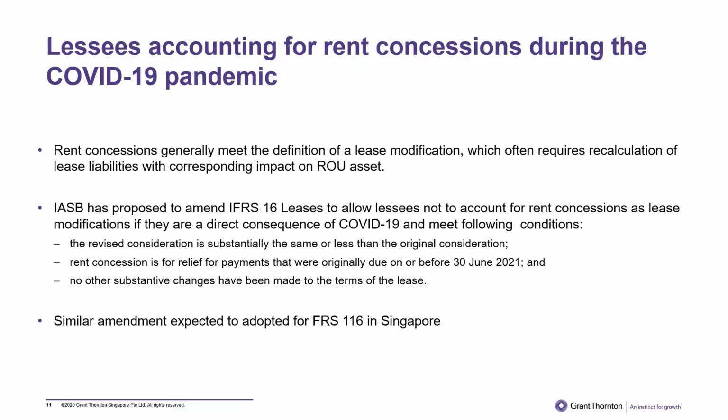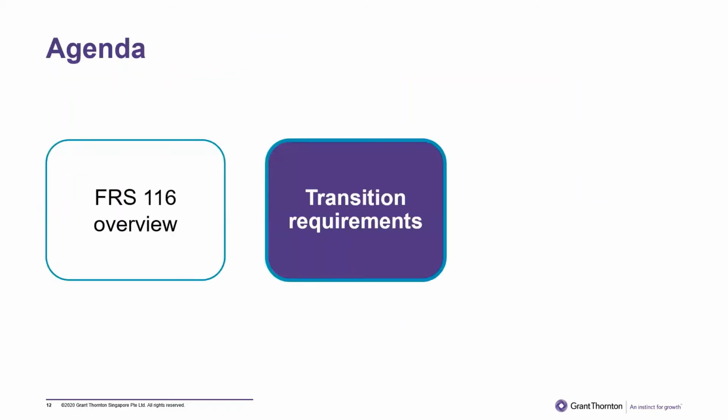But it's a very, very limited and narrow scope amendment to FRS 116. Technically, it hasn't been adopted within 116 as of now, because this amendment by ISB just came out towards the end of May. But we expect similar amendments to be adopted in Singapore pretty much at the same time. I think that was mainly on the accounting for lessees, as to how you need to account for it and how you need to present it.